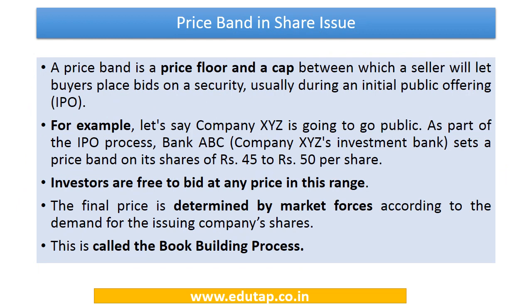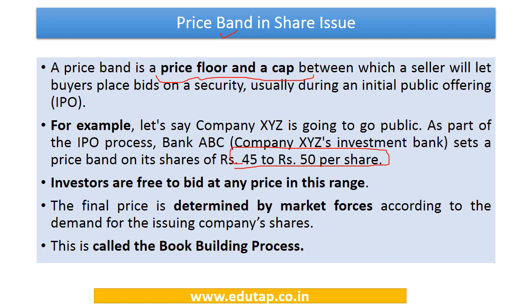If you try to understand this concept of price band, the price band is a price floor and a cap between which a seller will let the buyers bid for the securities. So let's say company XYZ is going to issue its shares to the public, and as part of the IPO process, company XYZ's investment bank sets a price band for the shares of rupees 45 to rupees 50 per share. So all the bids made by investors for acquiring the shares of company XYZ are to be made within this price range.